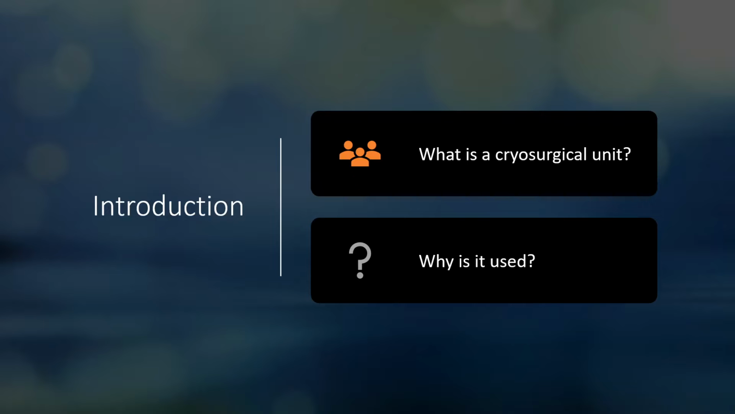So for the introduction first, what is a cryosurgical unit? A cryosurgical unit is used in cryotherapy. It is the use of extreme cold to freeze and remove abnormal tissue. Why is it used? Well, doctors use it to treat many skin conditions and some cancers, including prostate and liver cancer.